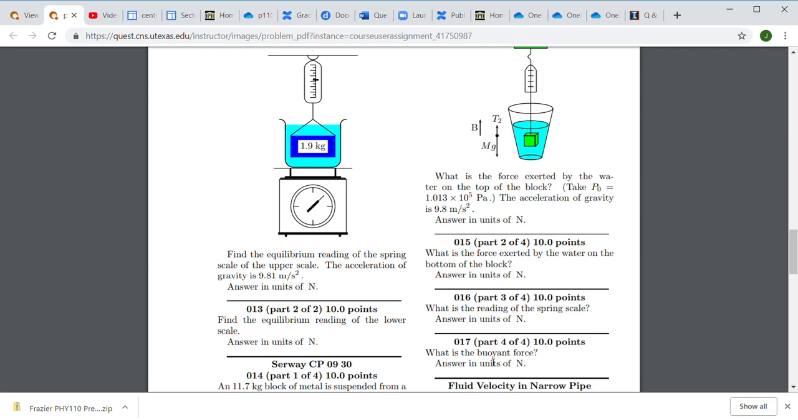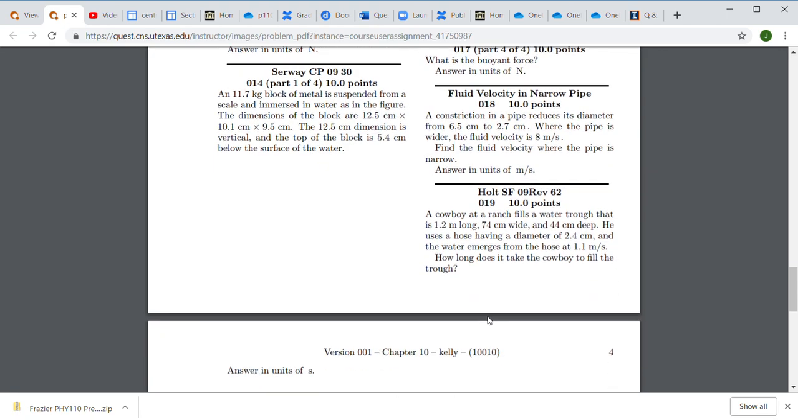4. What is the buoyant force in this case? Well, we got that on the way to part 3, so we're already done there.